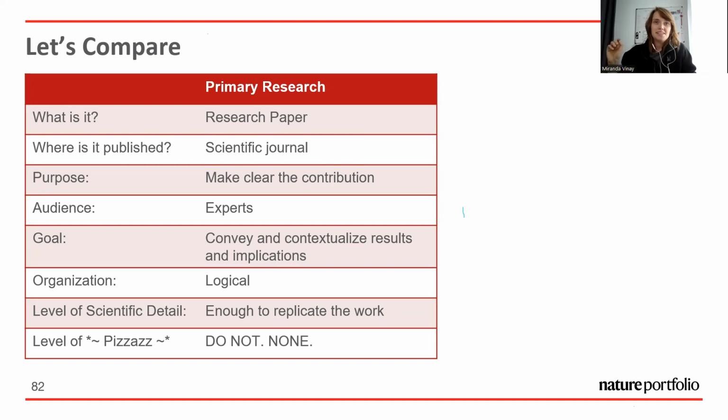I do have in the last row of this table here, level of pizzazz, and what pizzazz means is drama. How much emotion are you trying to invoke? And in scientific research articles, ideally none. We don't want to present emotional arguments in our research. We want to convey facts as plainly and as concisely as possible.